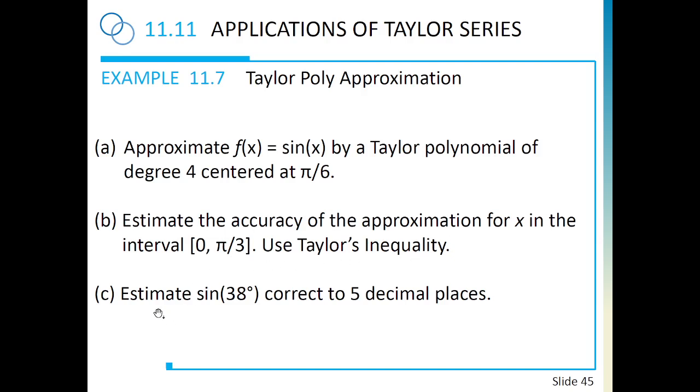And the last part asks to find an estimate of sine of 38 degrees, and that estimate needs to be correct to 5 decimal places. So obviously we will be converting the degrees into radians. So let's see step by step what to do. So the first part was to find the polynomial of degree 4 for the function sine of x that is centered at pi over 6.